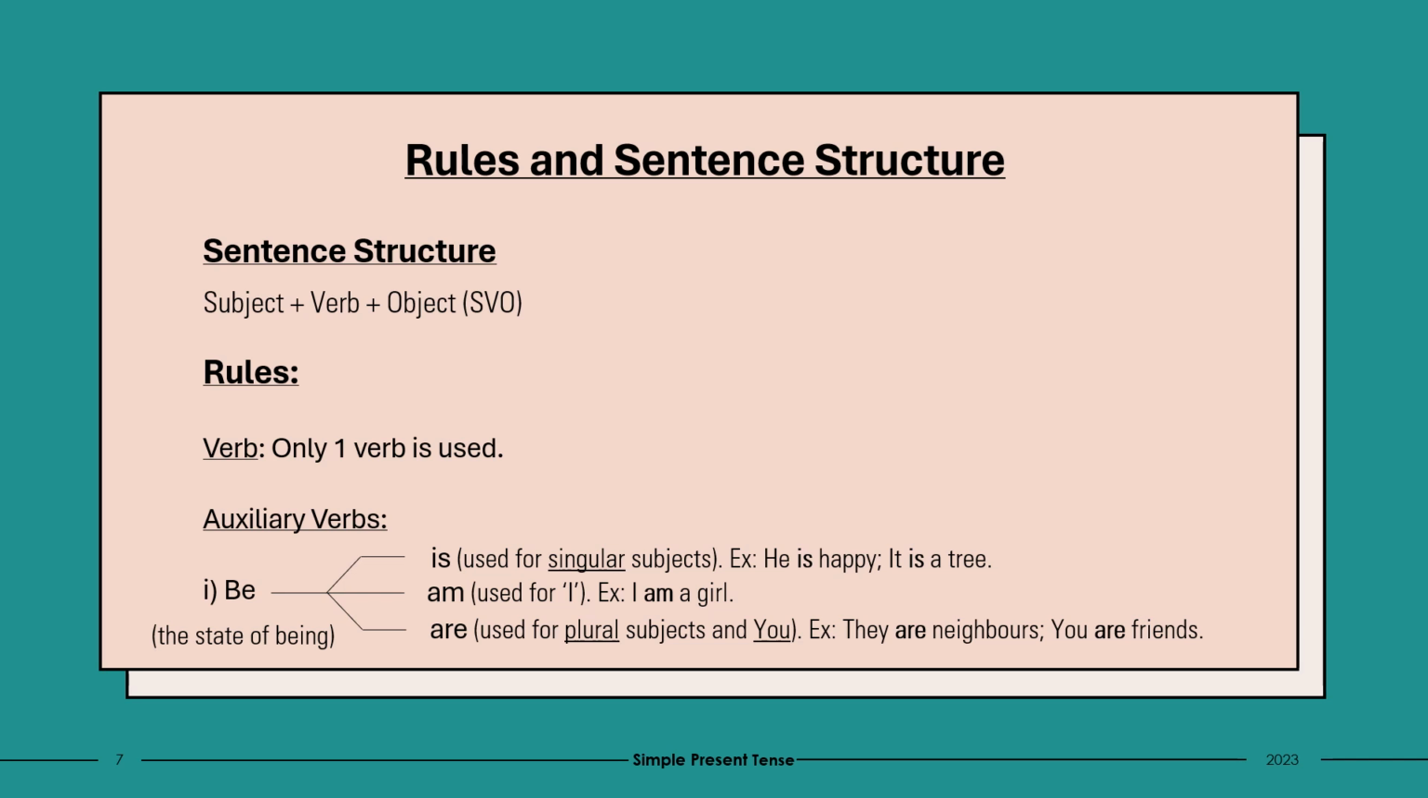Next we come to am. Am is used only with I. For example, I am a girl. Then are is used for plural subjects. Okay. And are is also used with you. So for example, they are neighbors. Okay. You are friends. Like this.